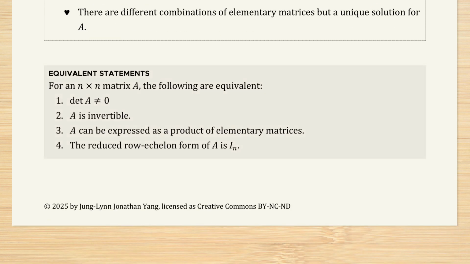Here's a good place to continue our list of equivalent statements. There are 2 new ones in this lesson. We can express the matrix as a product of elementary matrices, and the reduced row echelon form of this matrix is the identity. Let's verify these statements using the matrix A that we found. We are able to express A as a product of elementary matrices. Let's see if the other equivalent statements also hold.